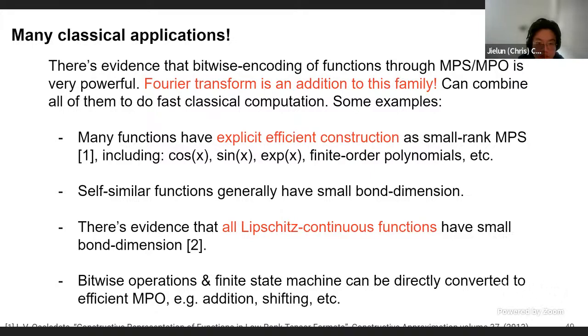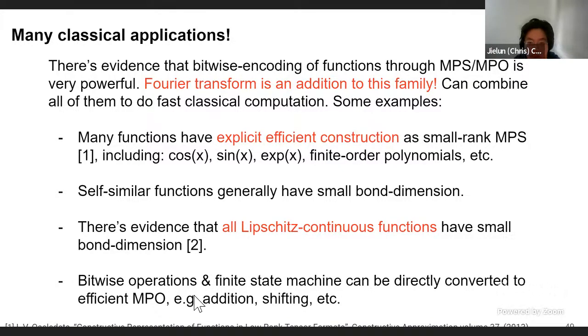Self-similar functions also have this behavior of having small bond dimension when converted into MPS. There's also evidence that probably all Lipschitz continuous functions have a small bond dimension, where, loosely speaking, this just means that the derivative is bounded by some constant.